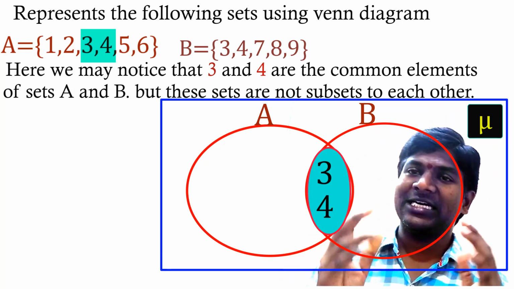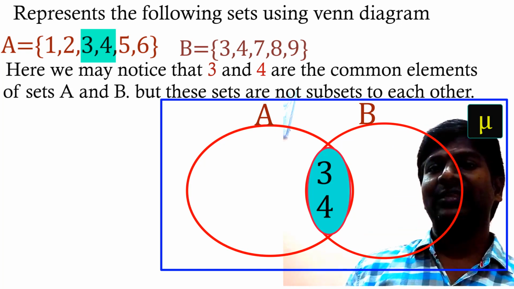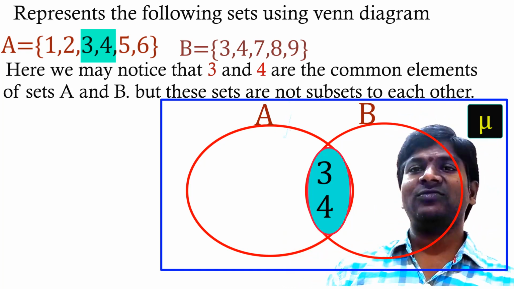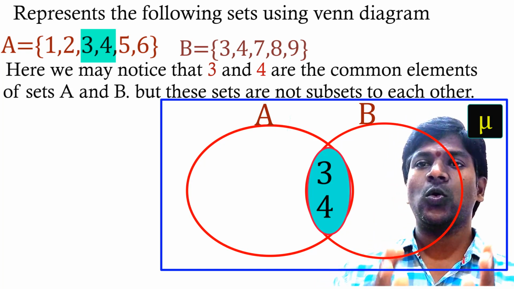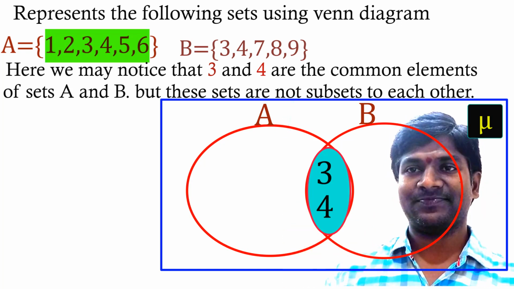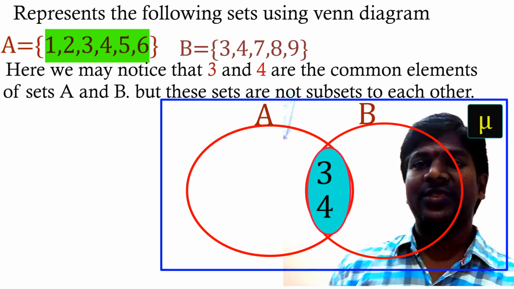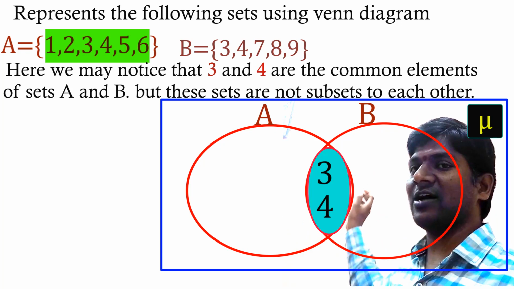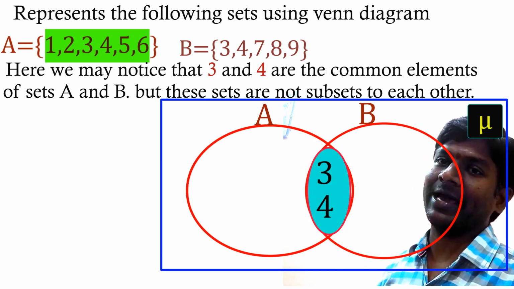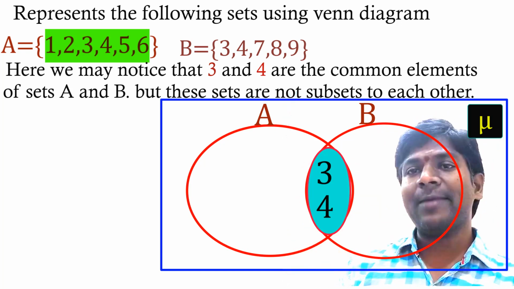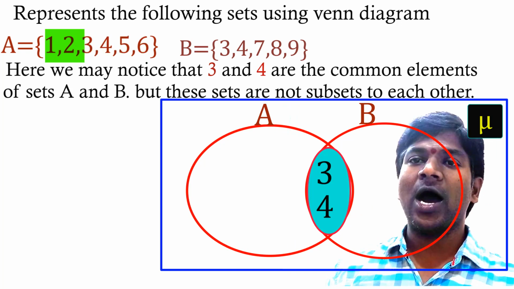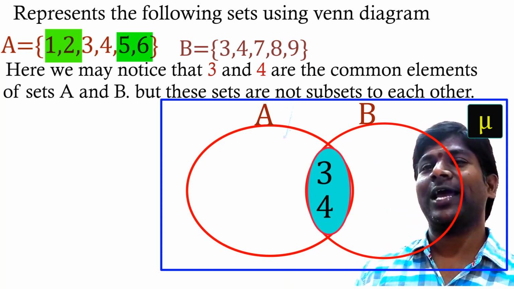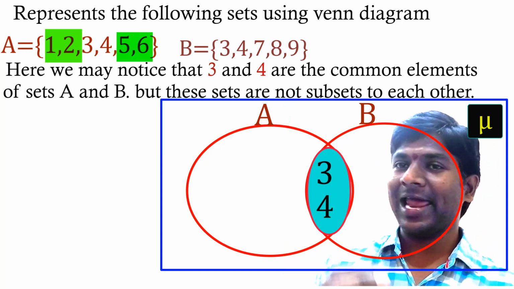Now let us see, we write the elements of set A now. What are the elements of set A, children? 1, 2, 3, 4, 5, 6. You can see on the screen already 3, 4 elements of set A are shown in the Venn diagram. So what are the remaining elements in the set A? 1, 2, 5, 6. These 4 elements are the remaining elements.